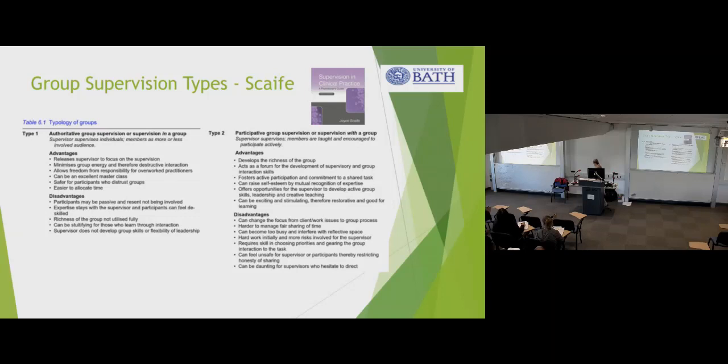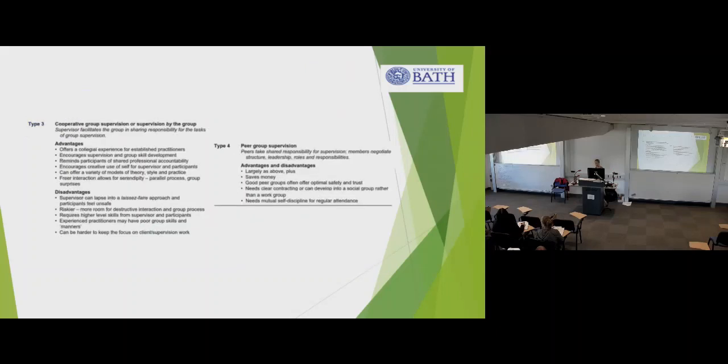The group can become quite busy, and often group dynamics might get in the way of that safe and reflective space if they're not well managed. It's initially hard for the supervisor to set this up and to get it running well, and it can be quite daunting for supervisors to start to run these kinds of groups.